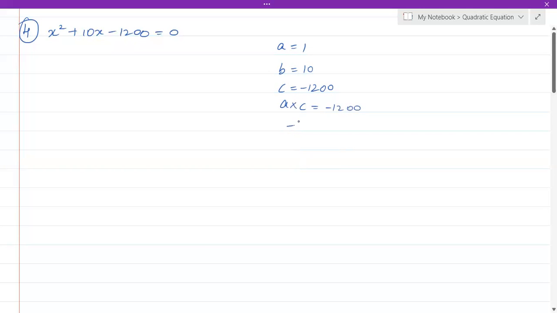Now we have to find the factors of minus 1200. That is, if you multiply, you should get 1200. And since it is minus 1200, therefore we have to subtract the two numbers in order to get the B value, that is 10. Now in the previous problems, the number was very small. We were easily finding it, but here it is a bit big, so we have to follow some other logic.